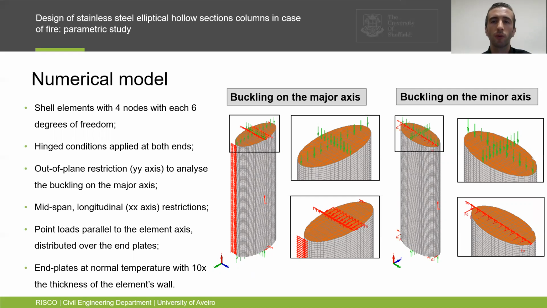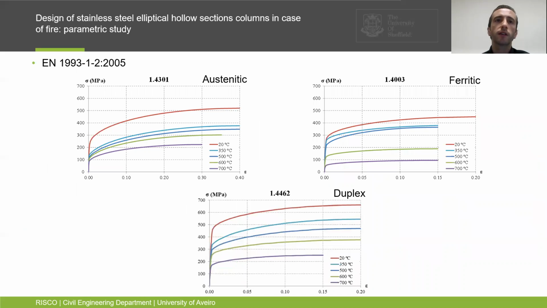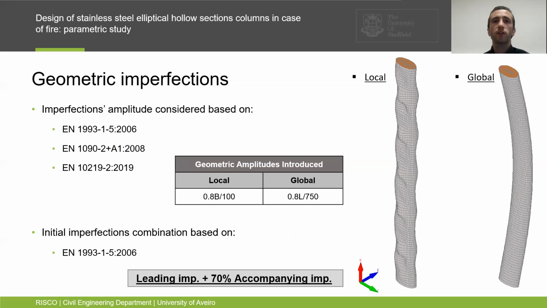The loads were applied parallel to the element axis at the member extremities, distributed over the cross-section surface to avoid local instability phenomena. The end plates were at normal temperature and had 10 times the thickness of the element's wall. The stainless steel stress-strain relationships here presented were taken into account in this study for the various temperatures and stainless steel grades.